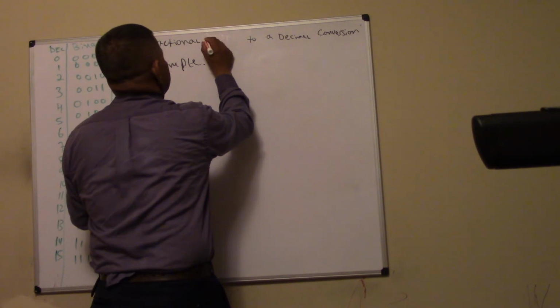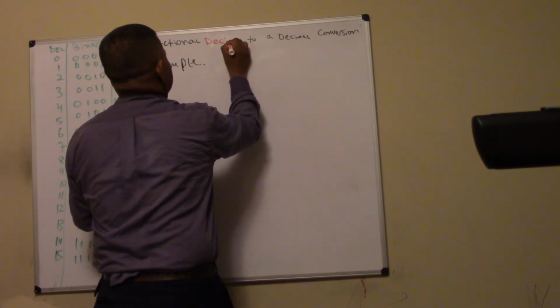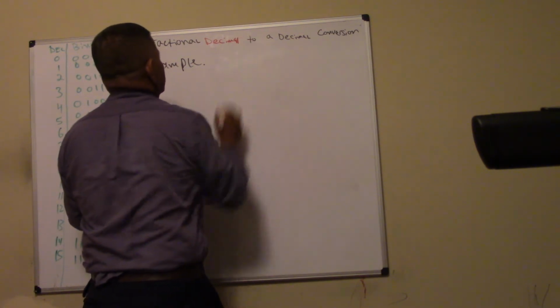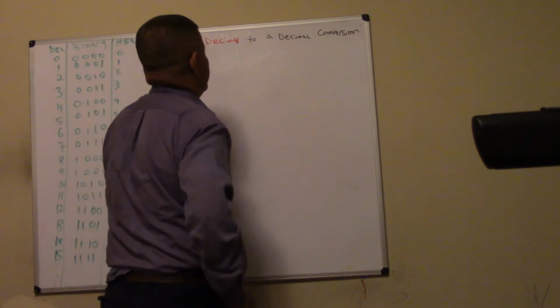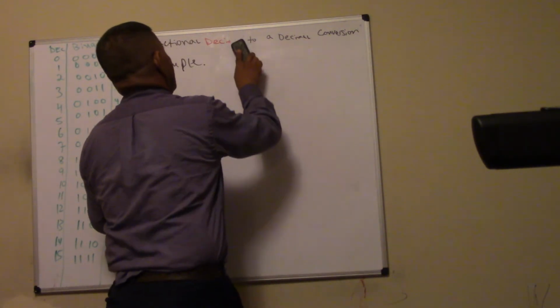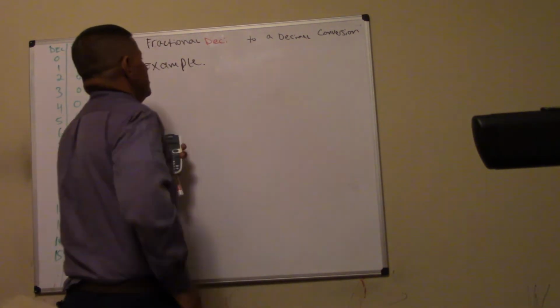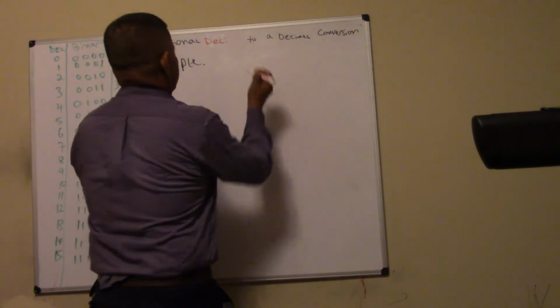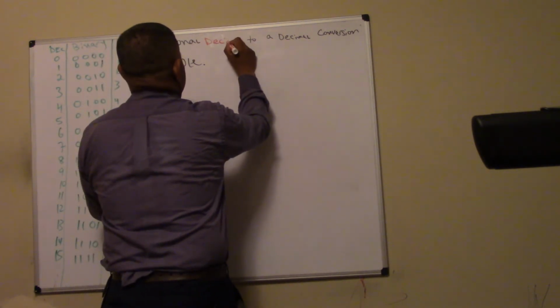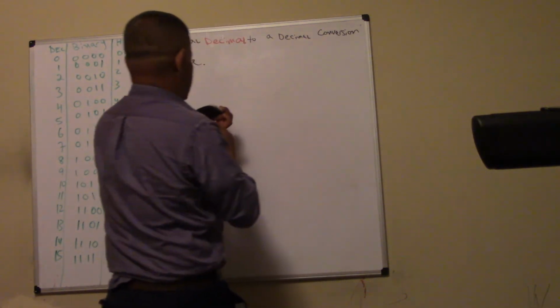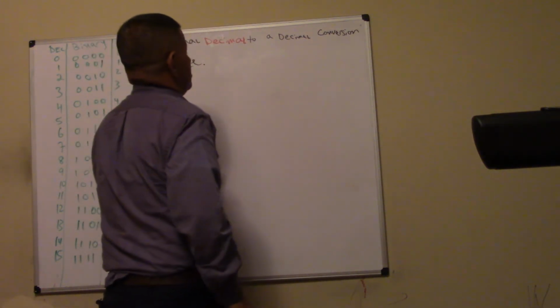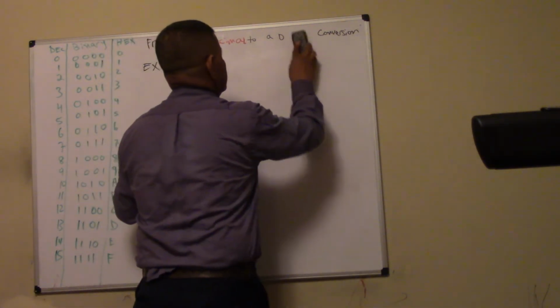Let's do decimal to binary, right? So now we're going from decimal to binary, and we will see one quick example.